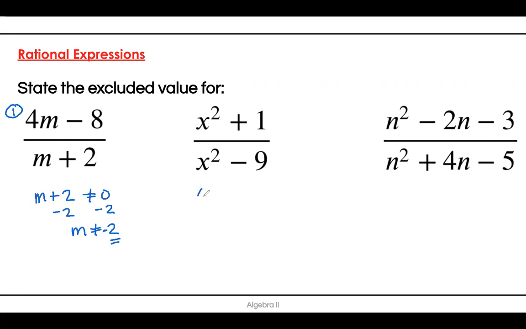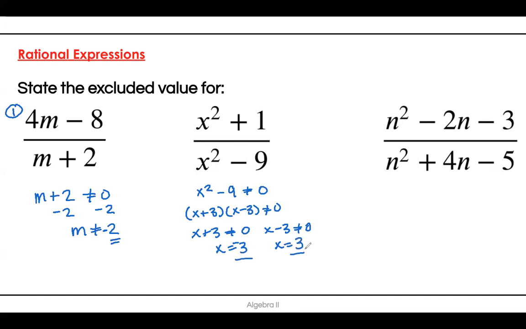Here I have x squared minus 9. So x squared minus 9 cannot equal 0. X squared minus 9 factors to x plus 3 times x minus 3. So the zero product property says x plus 3 cannot equal 0, and x minus 3 cannot equal 0. So x cannot be negative 3 and x cannot be 3. So my excluded values here are 3 and negative 3.